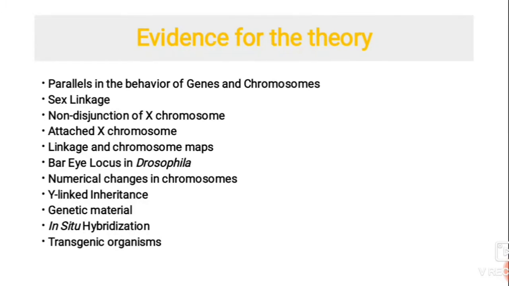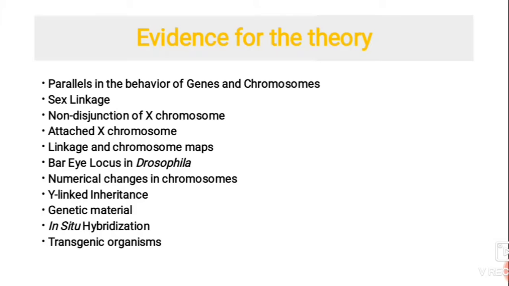In 1901, McClung discovered a series of X chromosomes in grasshopper and postulated that these chromosomes were involved in sex determination. This was the first demonstration that a character, in this case sex, was associated with a specific chromosome. So the evidence presented thus far is quite indirect and relies on parallels in the behavior of genes and chromosomes.